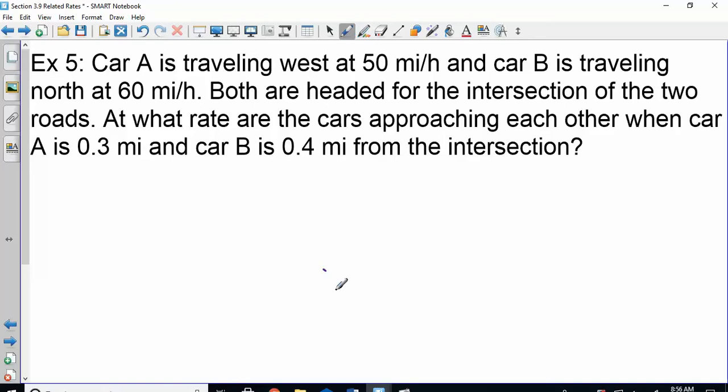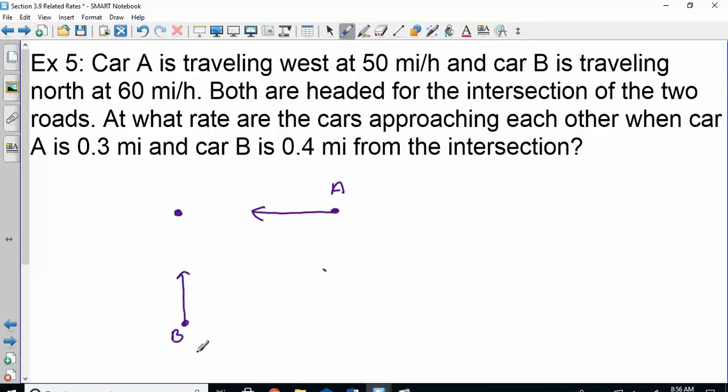I'm going to be drawing a picture. Both are headed for the intersection of the two roads. So they're both heading here, okay? So if car A is traveling west and going to this point, where's car A? Which side of this? So here's car A and it's traveling this way. And where's car B? It's below this. It's traveling north. Okay.